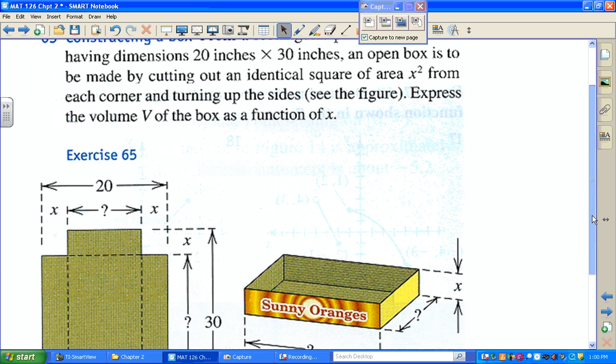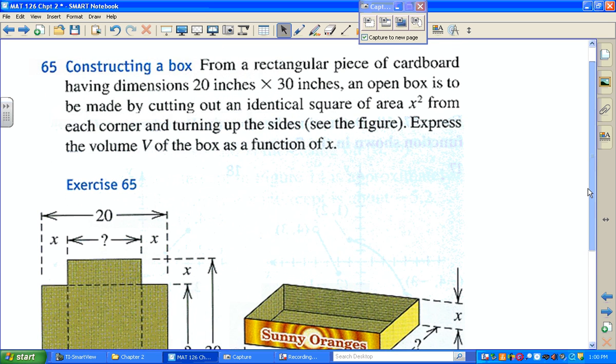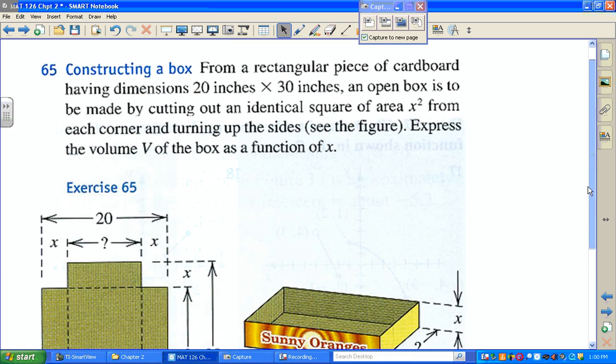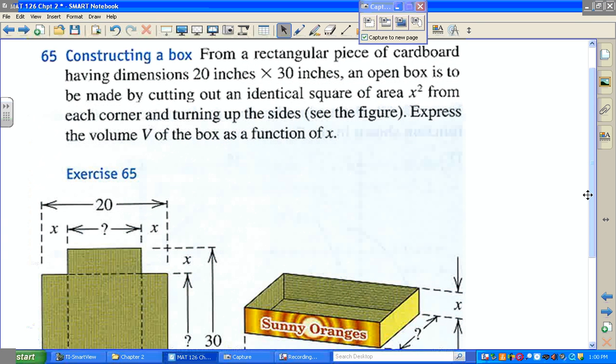Oh, a box. The infamous box problem. This box will show up from time to time.